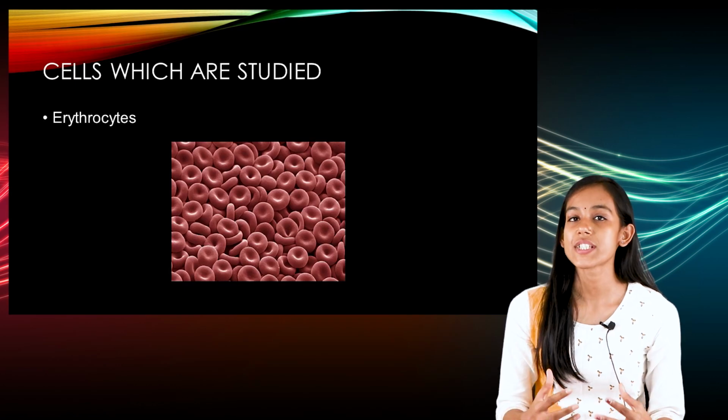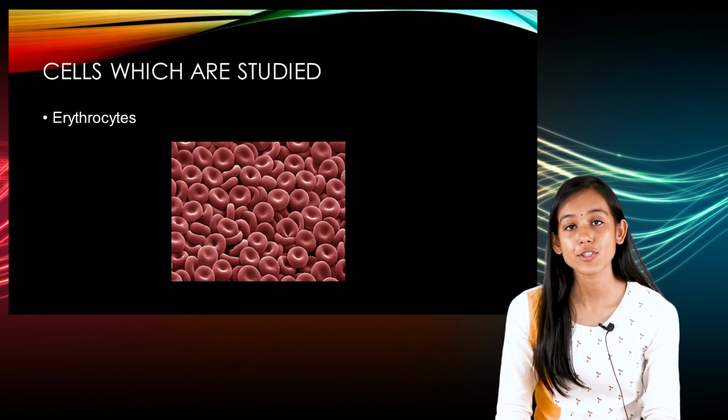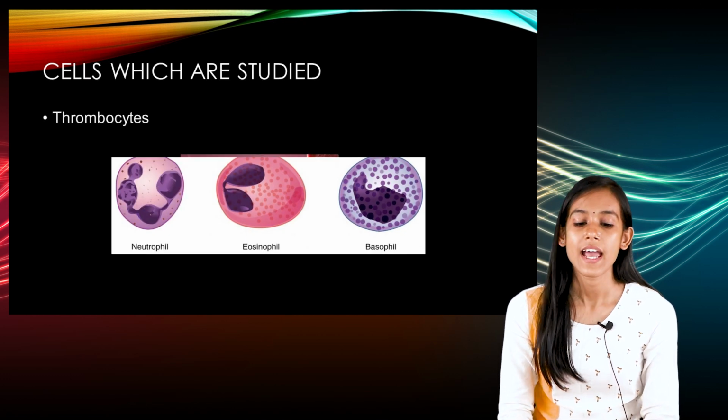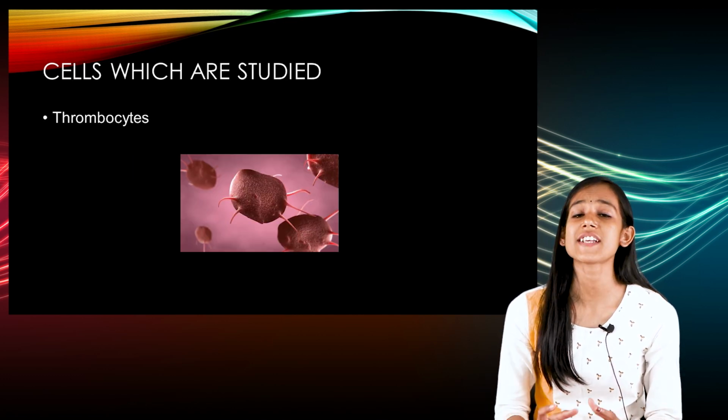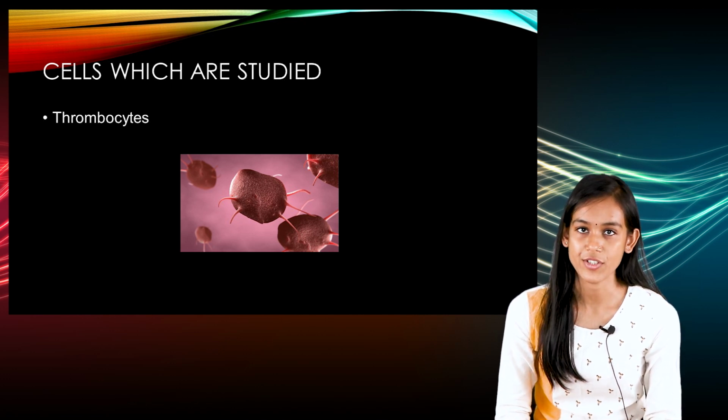Now, what are the cells which we study through this procedure? The cells which are studied through this procedure are erythrocytes, leukocytes, and thrombocytes. These are the three cells which are studied by this procedure.